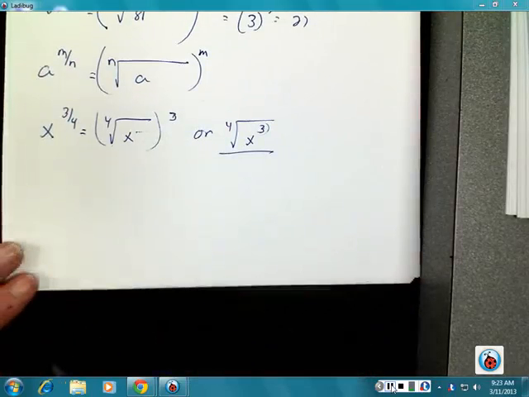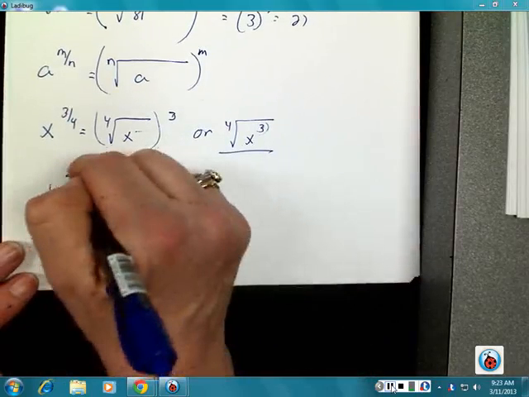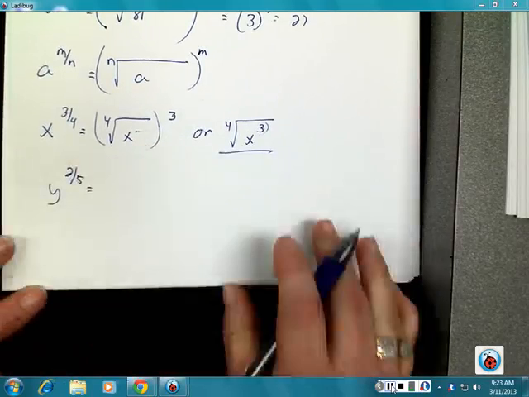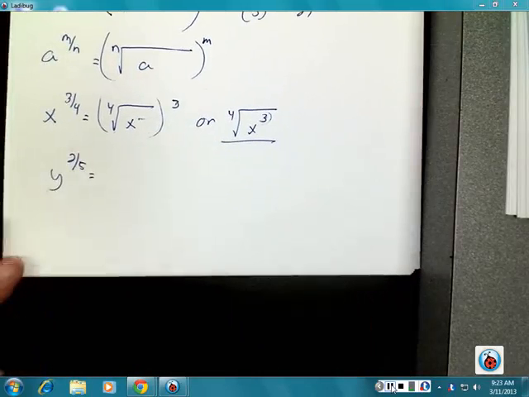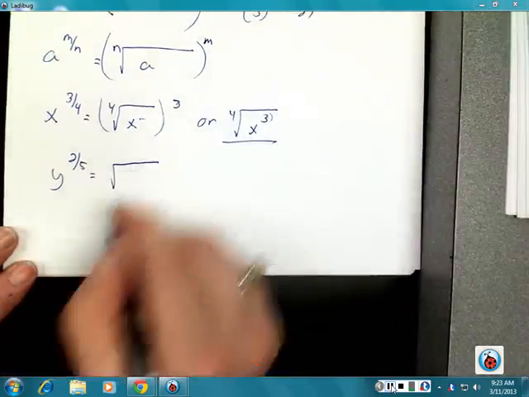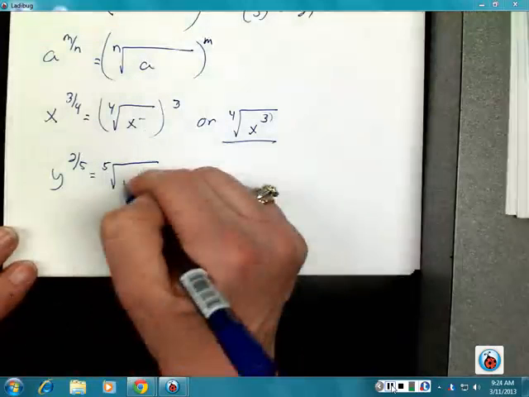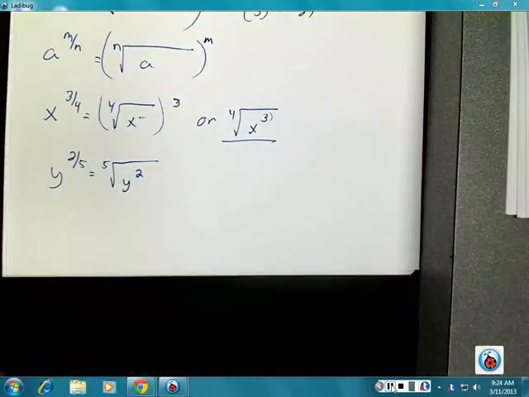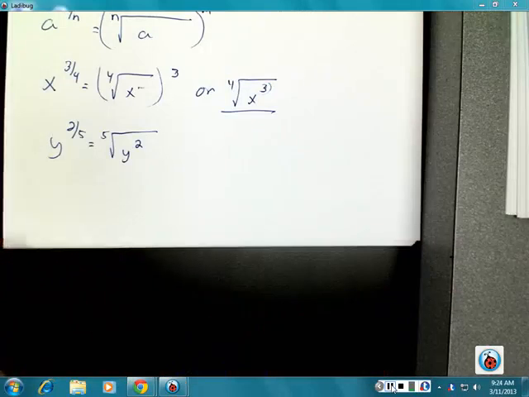What if you had y to the 2/5? What would that equal? And there isn't any math you can do with these. You just kind of stick them together and put them under there and do what comes out of them. So, what's it going to look like? Well, it's going to be the 5th root of y squared. Yep, 5th root of y squared.